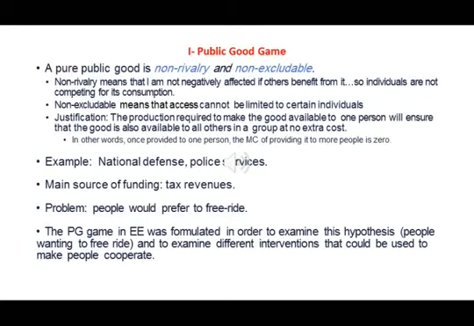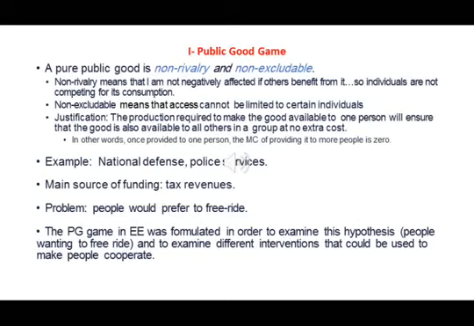Okay, so let's start with a public good. If you remember from our public finance course, a pure public good was a good that was non-rivalry and non-excludable. These were very important characteristics of a pure public good, that it was non-rivalry and non-excludable.